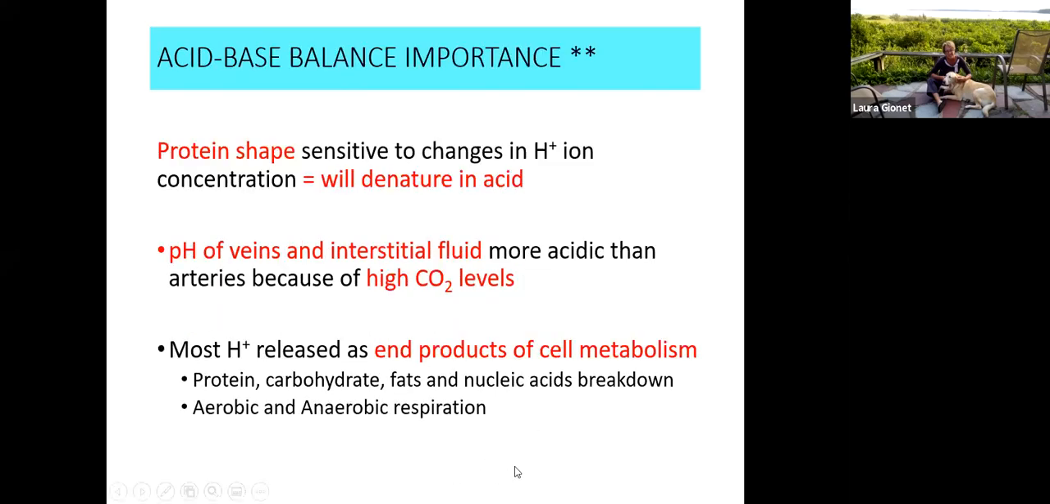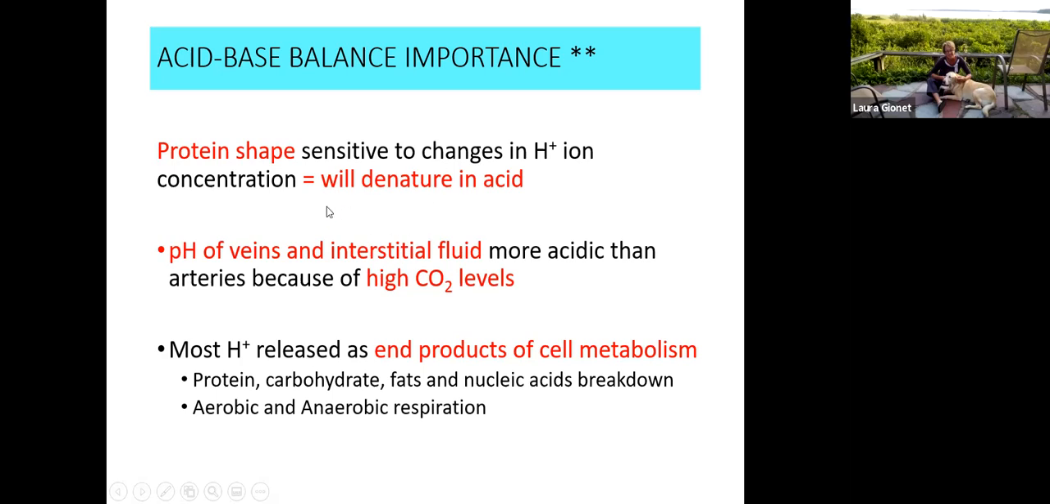Okay, acid-base balance and its importance. Protein shape, remember, is very sensitive to hydrogen ion concentration, and thus the pH level. Proteins are denatured in acidic environments, as well as very basic environments, but we have more opportunity for acidic environments in the body. And protein shape is also influenced by temperature as well.